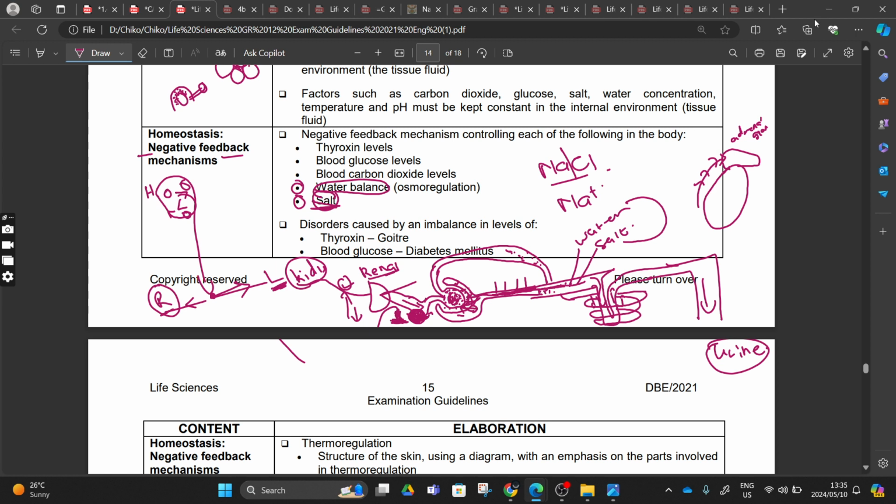The message is also constantly being sent. If here we have more salt, it means that the message coming here is going to be more. So what is going to happen with our adrenaline gland? Our adrenaline gland is going to stop secretion of aldosterone. We are also going to talk about that hormone. You know that this is a negative feedback, right? So we are negatively affected by what is happening here. That aldosterone is going to stop being released, so no aldosterone is going to be released.